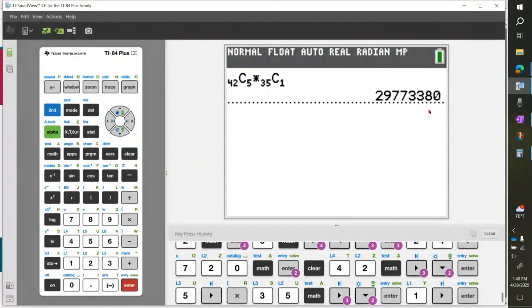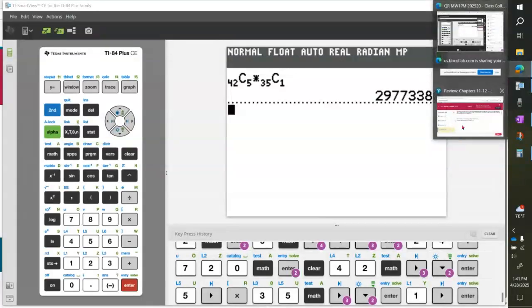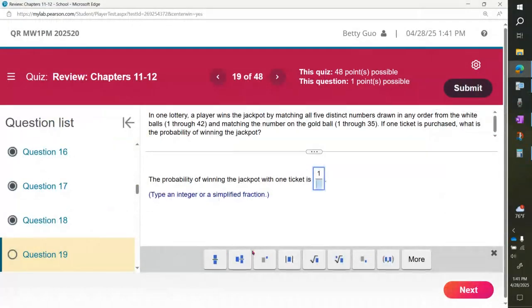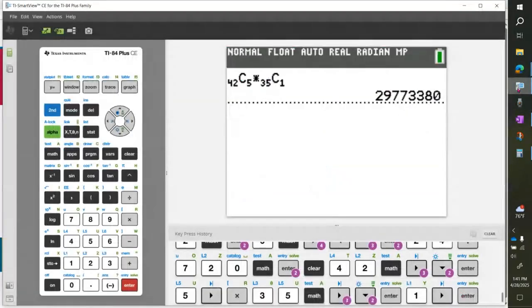Every 29,773,380 tickets, there's one ticket that wins the jackpot. That's going to be the denominator. Numerator, you know, is going to be 1. So 1 over the denominator.